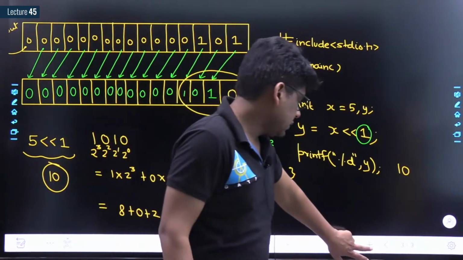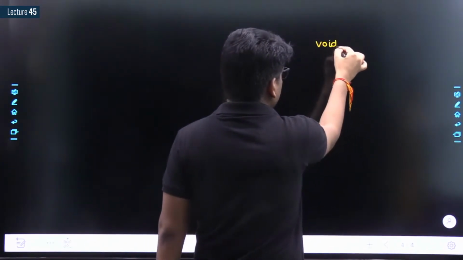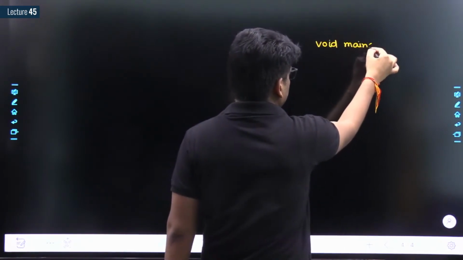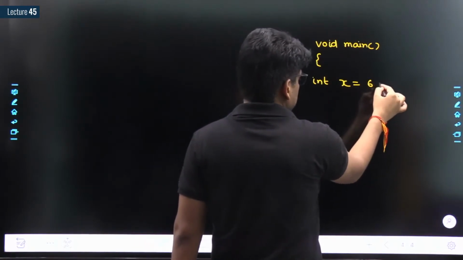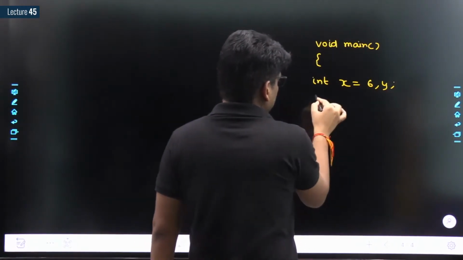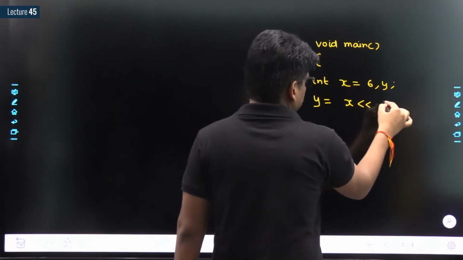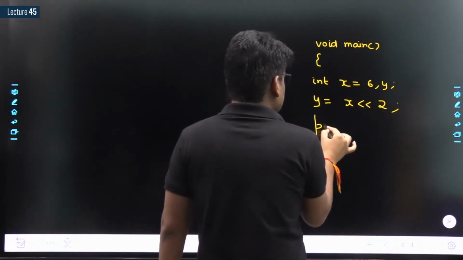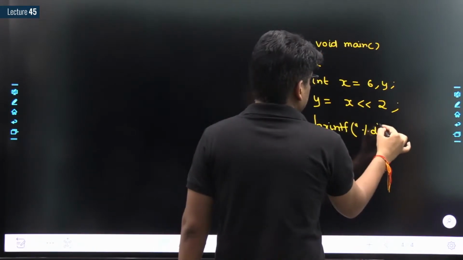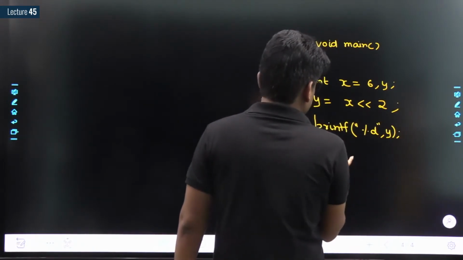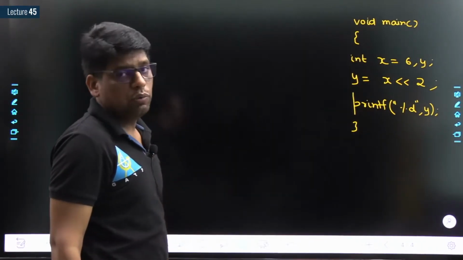Okay. Sir, let us take another example. Void main. Int x is equal to 6, comma y is equal to x left shift 2 times, and then print the value of y. Okay. Sir, the operand we need to work upon is 6.